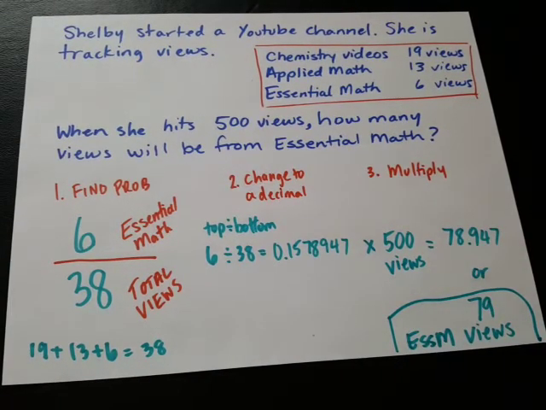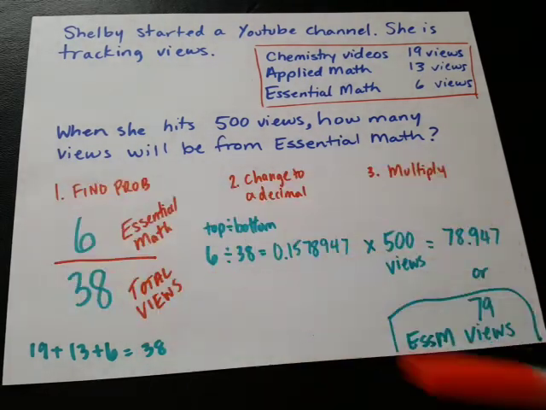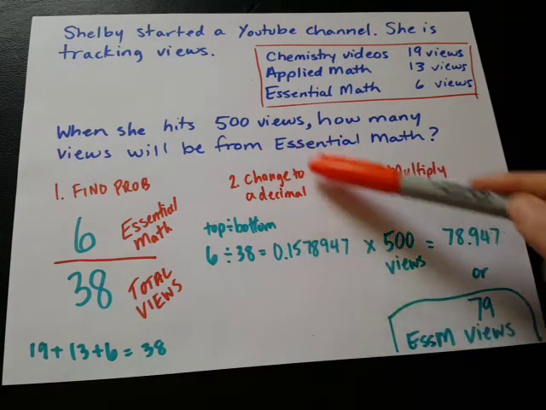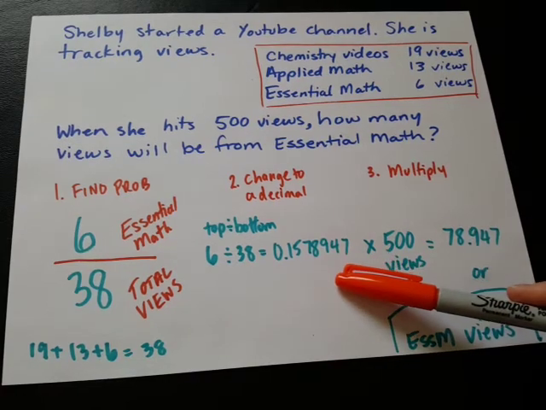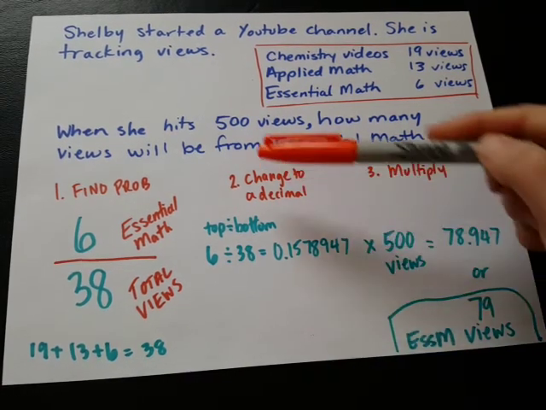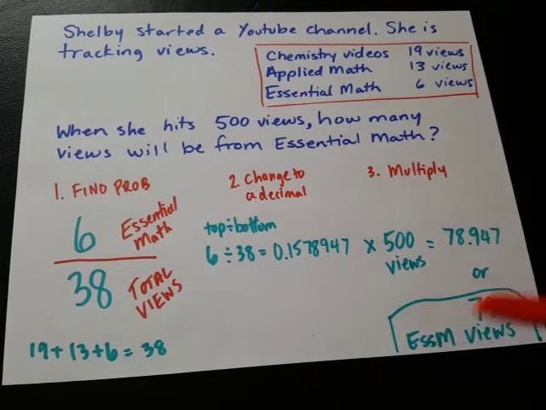So again, for all these prediction questions, there's always the 3 steps. First, find the probability as a fraction. Sometimes it could be as a percent if it's given in the question, but then definitely always change it to a decimal. Take that decimal and multiply it by the thing that you're looking for, that big number, the 500 views in this case.